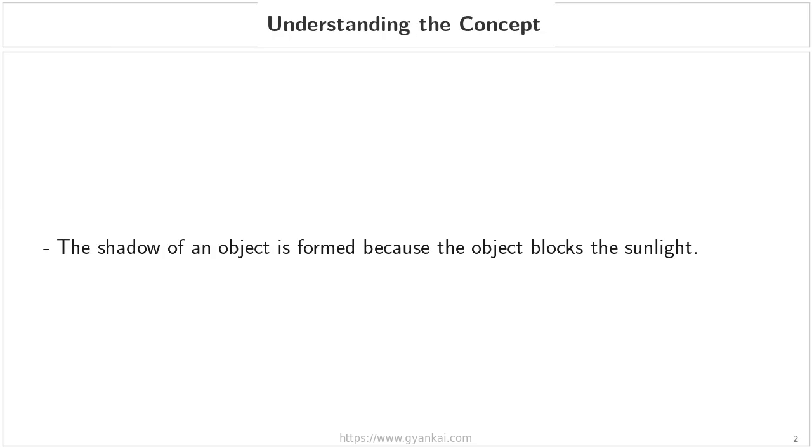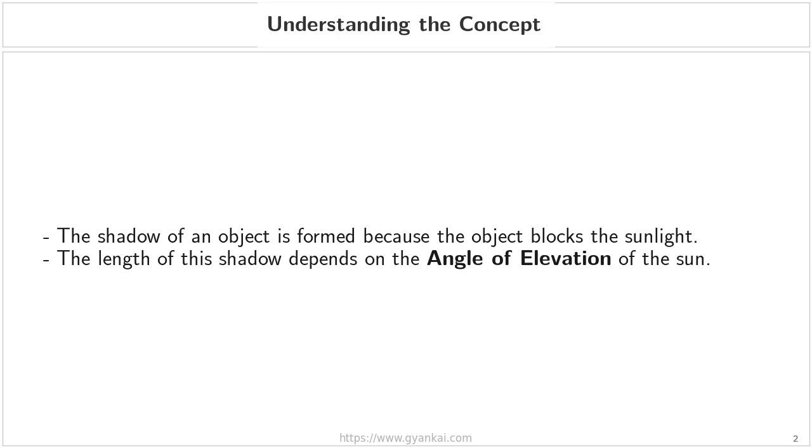Understanding the concept. First, let's visualize why a shadow exists in the first place. A shadow is simply formed because an object stands in the path of light, blocking the sun's rays from reaching the ground. The most important thing to understand here is that the length of this shadow isn't random. It depends entirely on the angle of elevation of the sun.